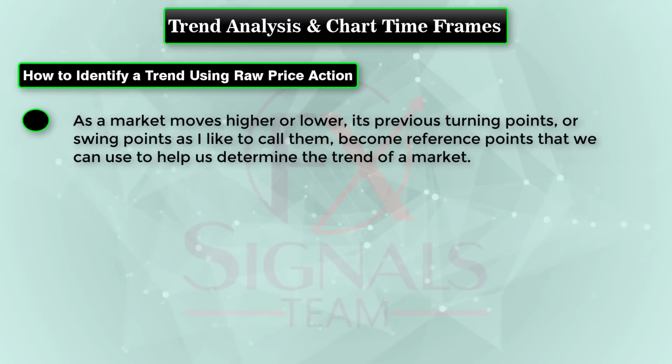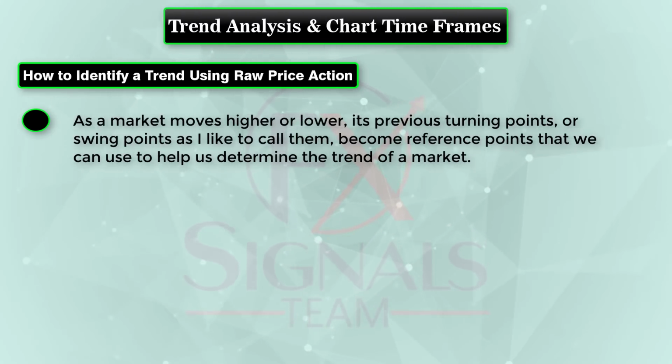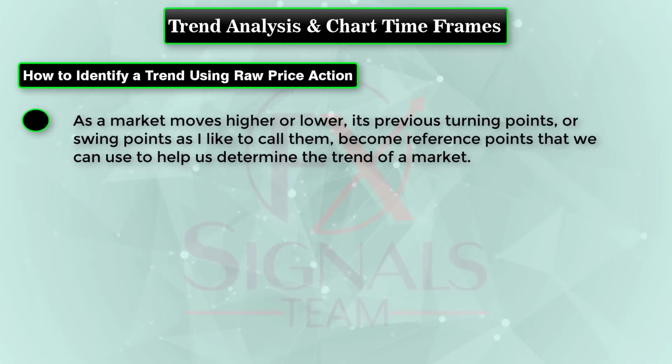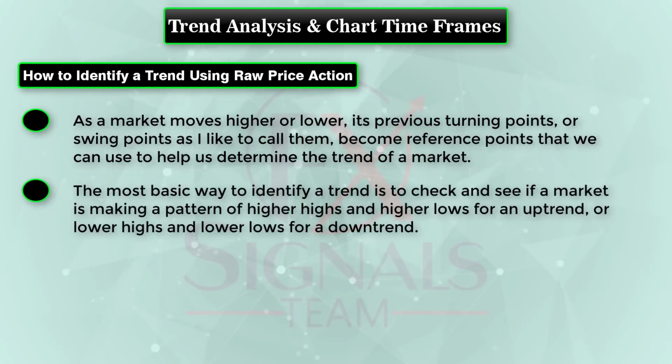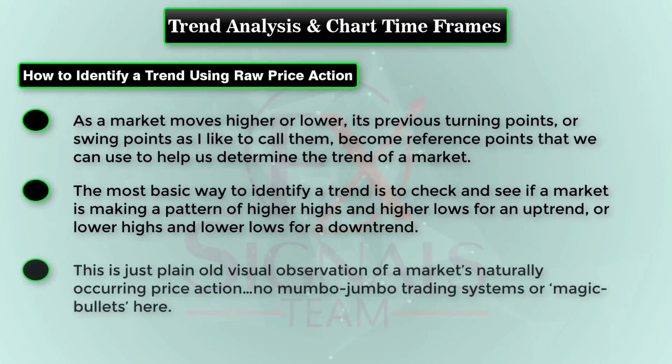As a market moves higher or lower, its previous turning points, or swing points as I like to call them, become reference points that we can use to help us determine the trend of a market. The most basic way to identify a trend is to check and see if a market is making a pattern of higher highs and higher lows for an uptrend, or lower highs and lower lows for a downtrend. This is just plain old visual observation of a market's naturally occurring price action. No mumbo-jumbo trading systems or magic bullets here.